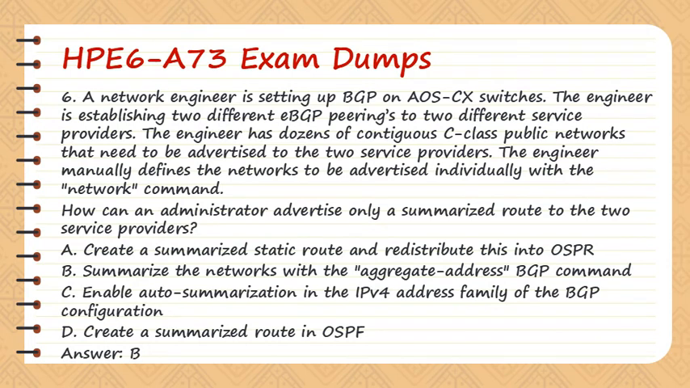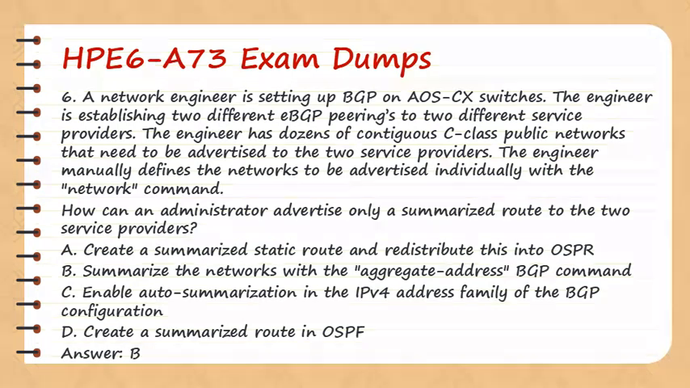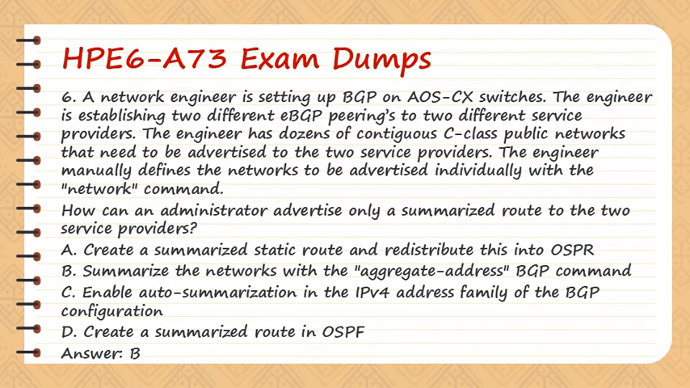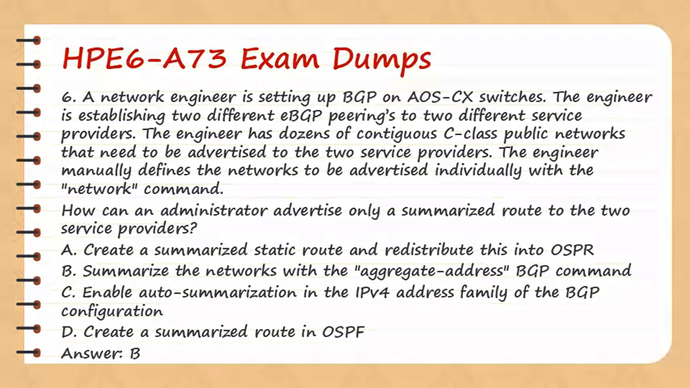6. A network engineer is setting up BGP on AOS-CX switches. The engineer is establishing two different eBGP peerings to two different service providers. The engineer has dozens of contiguous C-class public networks that need to be advertised to the two service providers. The engineer manually defines the networks to be advertised individually with the network command. How can an administrator advertise only a summarized route to the two service providers?